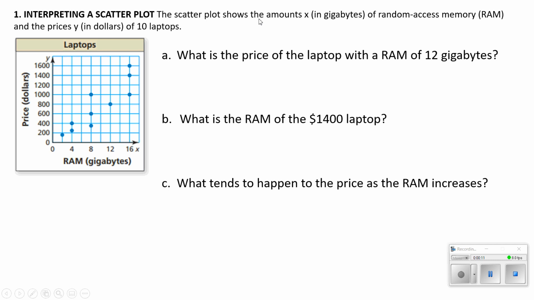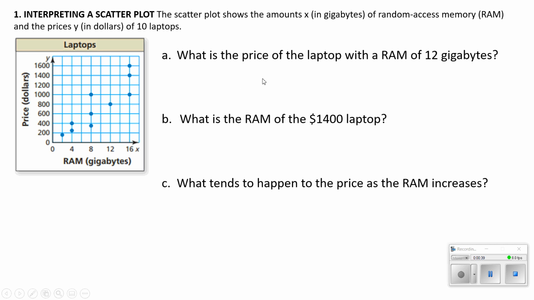A scatter plot shows the amount, x, which is our x-axis, in gigabytes of random access memory, that's RAM, and the prices, which is y, on our y-axis, in dollars of 10 laptops. So this represents the money, this represents the amount of RAM, and these dots represent the 1, 2, 3, 4, 5, 6, 7, 8, 9, 10 laptops.